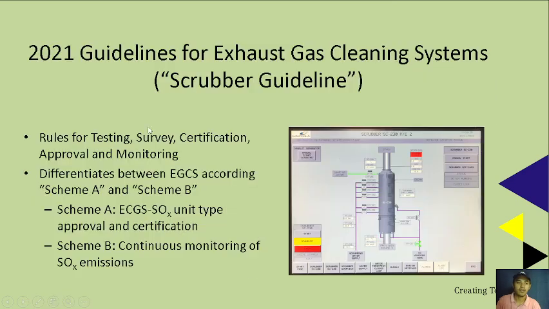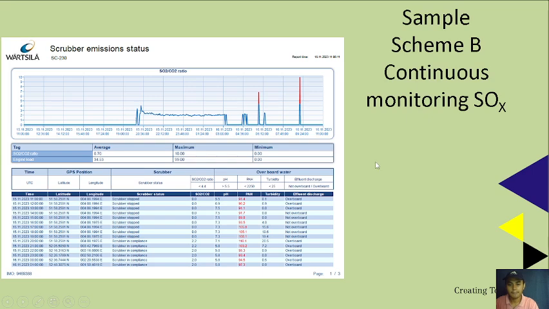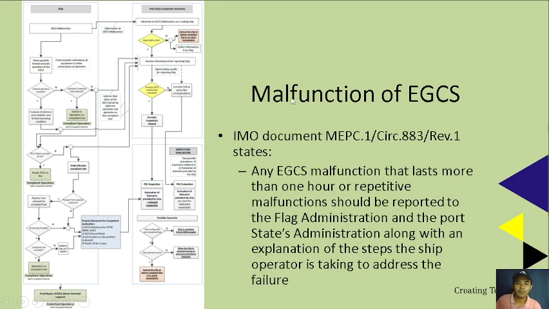The 2021 guidelines for exhaust gas cleaning systems cover scrubber guidelines, rules for testing, survey, certification, approval, and monitoring. They differentiate between EGCS according to Scheme A and Scheme B. Scheme A is EGCS SOx unit type approval and certification. Scheme B is continuous monitoring of SOx emissions. And this is a sample Scheme B continuous monitoring SOx printed report.